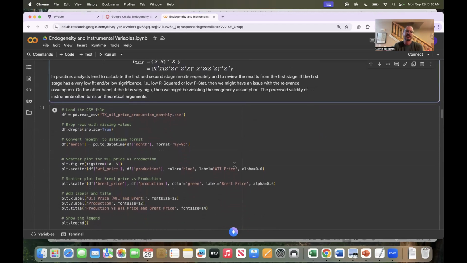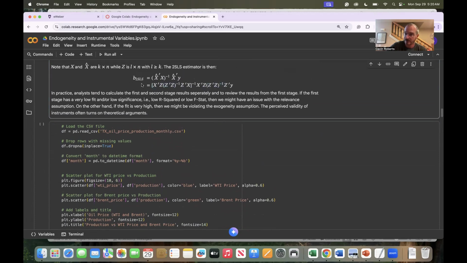So in practice, analysts tend to calculate the first and second stage results. This is just showing you could do this in one step right here. You could put all your Z's and X's in and do this in one step of math. However, what I'm saying in this paragraph is that generally we do them separately because we want to assess that first stage regression. What does its R squared look like or F stat look like? If those are super low, then we might be violating the relevance assumption. However, you've got to be careful, because if those are too high, like in the limit, if R squared is 1, then you're definitely violating the exogeneity assumption. Okay.